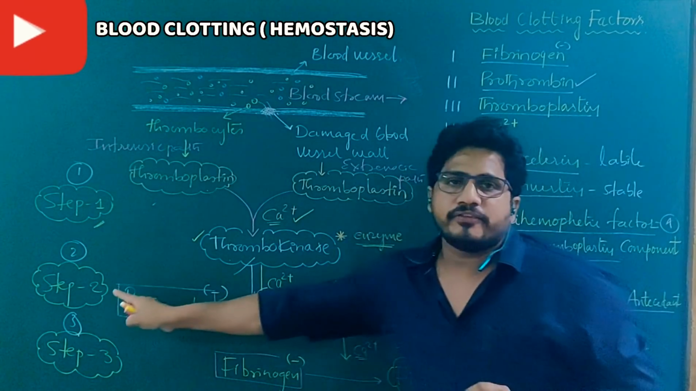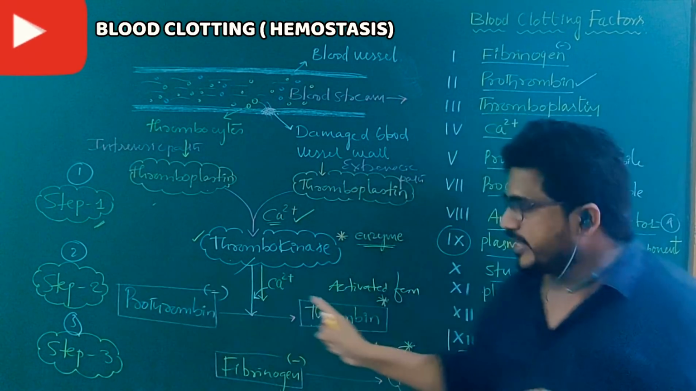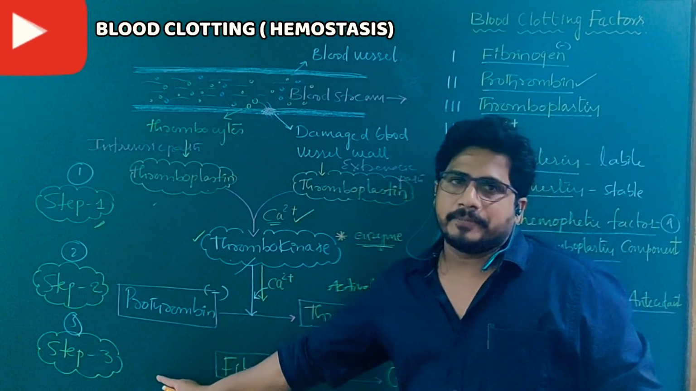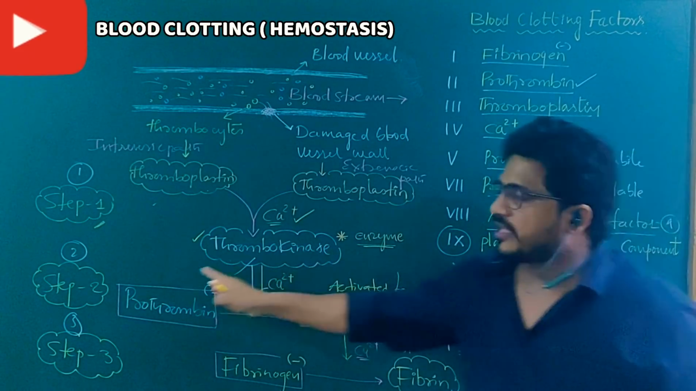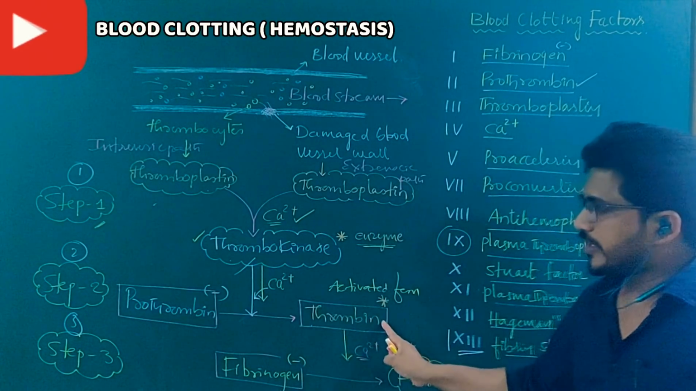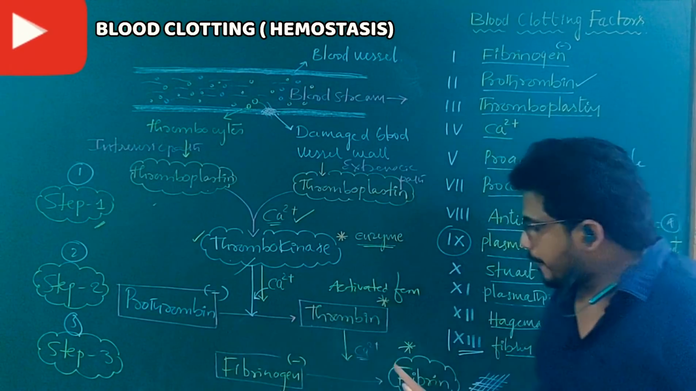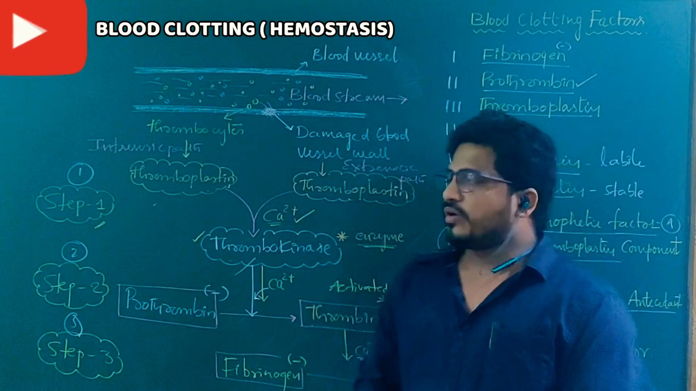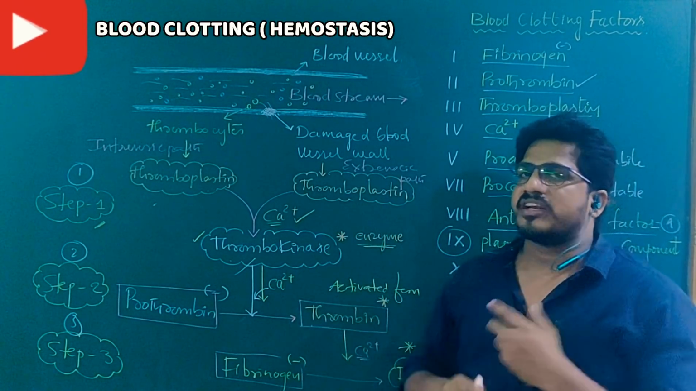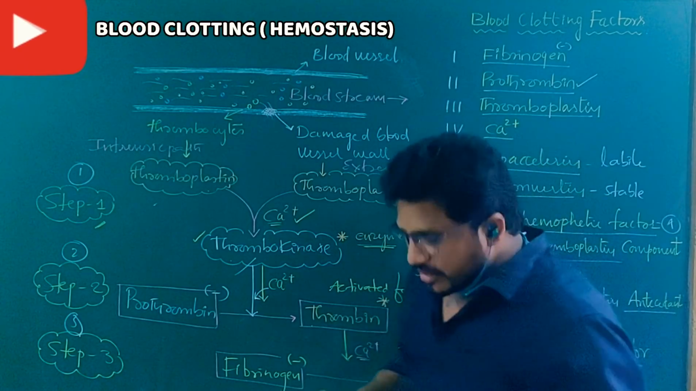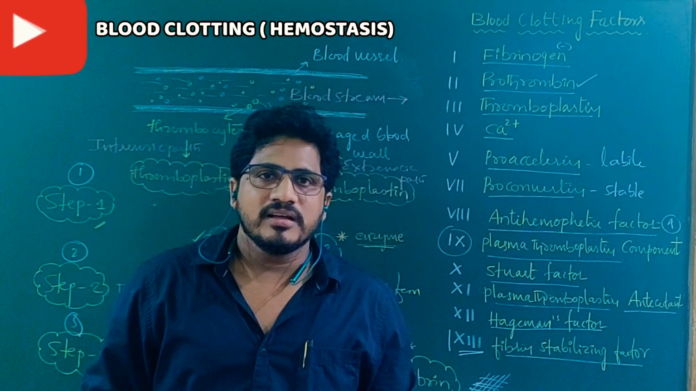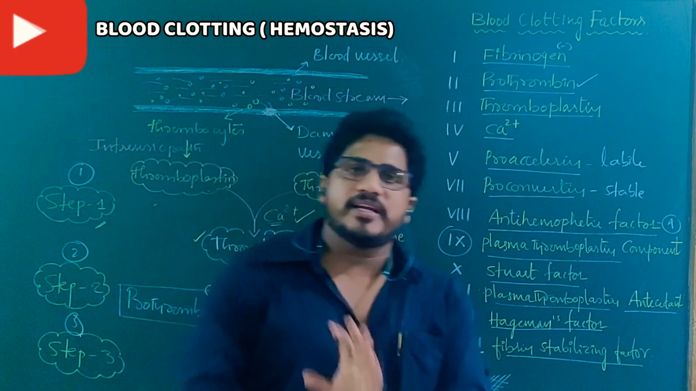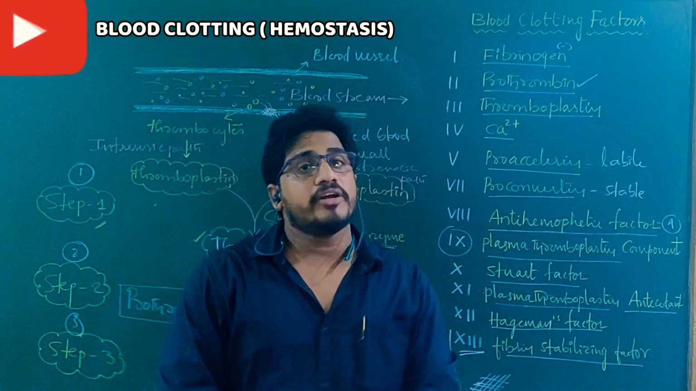So the result of step 2, the product of step 2, is thrombin. Step 1 product helps in step 2. Step 2 product helps in step 3. Step 3 product helps in the clotting. So this is a very fine way to understand. If one reaction doesn't occur, the next reaction cannot be initiated. That is why hemostasis is also called a cascade mechanism. Clear? So this entire process should be done within 3 to 8 minutes according to the injury.